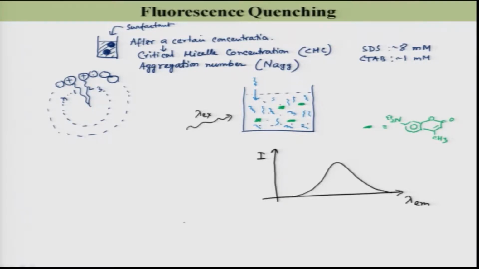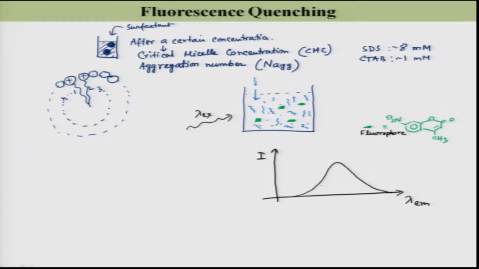Now, you are not changing the number of molecules in this medium. It remains the same because you are not adding more fluorophore with time. The number remains the same. What you are adding is the surfactant, right? So the fluorescence intensity will not change that way, right? Okay.